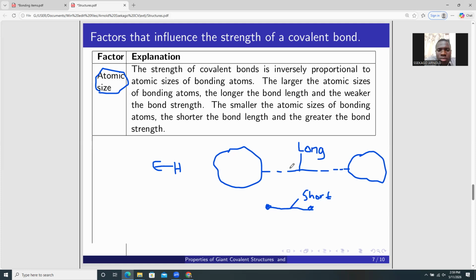So for atomic sizes, this bond is long, therefore if it is long, it is weak. If a bond is long, it is very weak. Why? One can easily break it if he or she supplies heat energy. A bond that is long is weak. If you cut a 20-liter jerry can into pieces, you are elongating it, so you are making it weak.